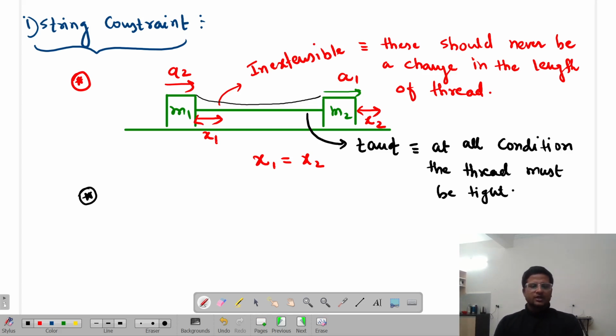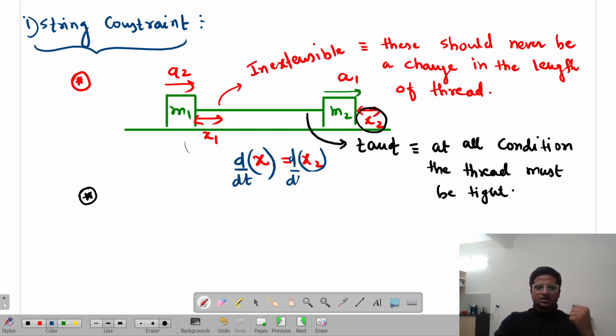Yes, so the two properties appear for these bodies which are connected by a thread. First one is inextensible, second one is taut. Means the thread should never ever be changing its length. The second thing is the thread should always be tight. Now, if the thread is always tight, then the condition applies that whatsoever displacement you've done of x2 in time t must be same for the displacement x1 also. So if I differentiate with respect to time, both of these quantities must be always the same.